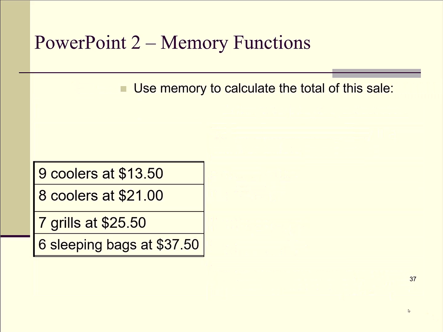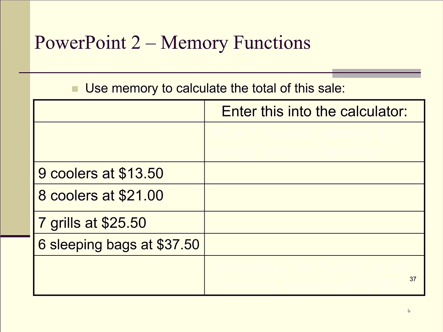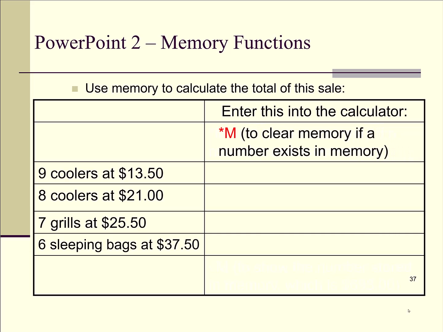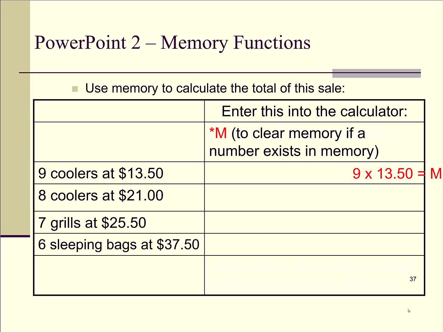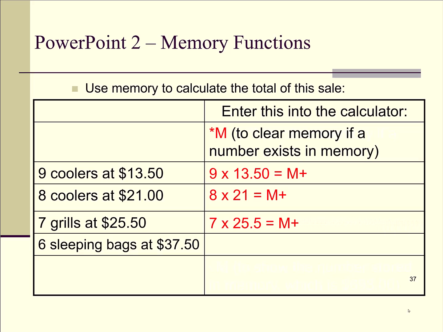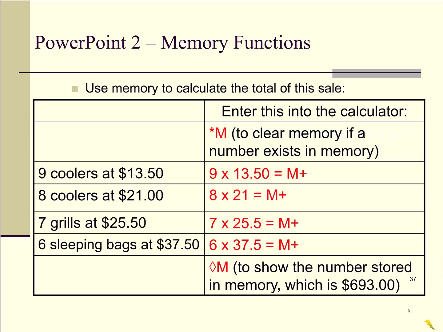Let's do one more. We've got 9 coolers at $13.50, 8 coolers at $21, 7 grills at $25.50, and 6 sleeping bags at $37.50. So we're going to asterisk M to clear memory. 9 times 13.5, M plus. 8 times 21, M plus. 7 times 25.5, M plus. 6 times 37.5, M plus. Hit Diamond M to recall what's in memory. You should get $693.